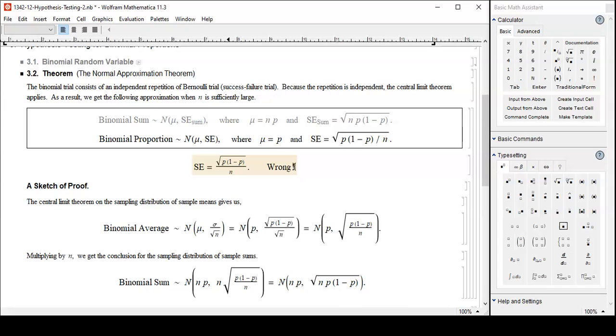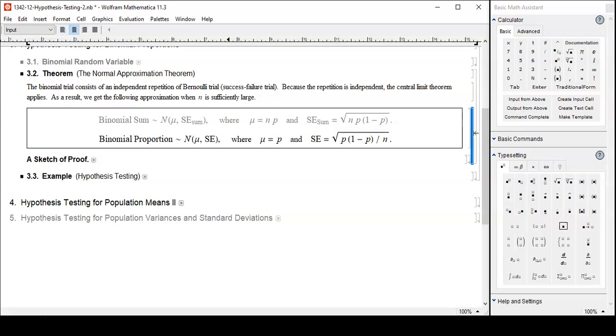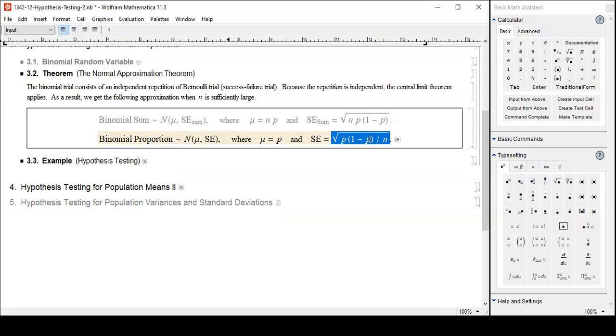I want you to remember that because if you go back to the central limit theorem, then you have square root of n to begin with. N is inside of the square root to begin with. Alright, now let's go ahead and do some example problems using this formula.